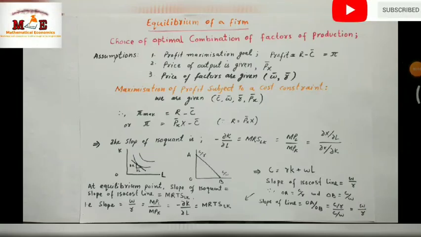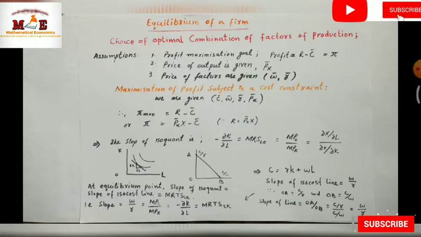Equilibrium of a firm. Choice of the optimal combinations of factors of production. Actually, the firm uses the production function in the choice of optimal combination of factors.